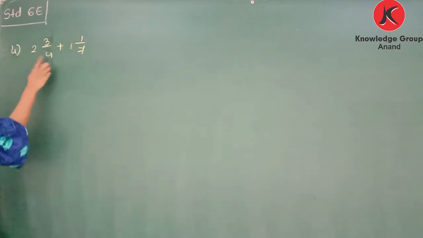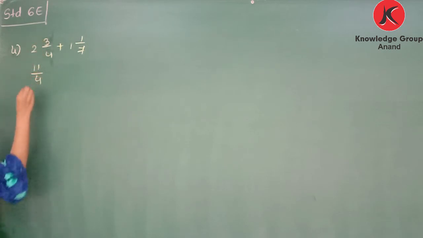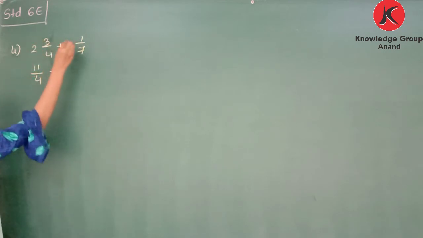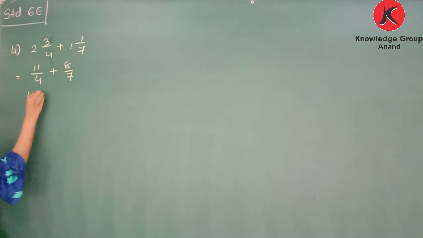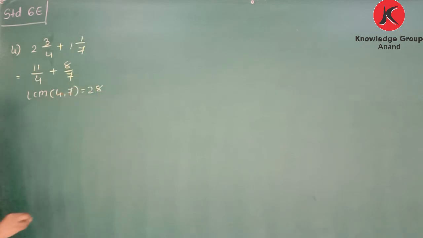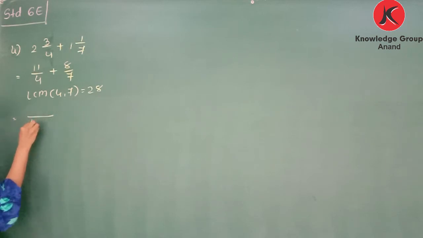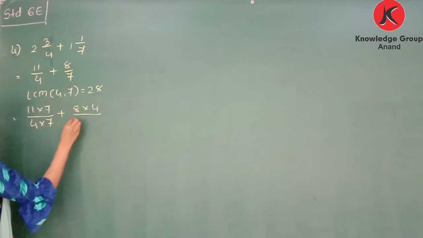So here 4 2s are 8 plus 3, 11 by 4, plus 7 ones are 7 plus 1, 8 by 7. Now the LCM of 4 and 7, that is 28. You can find the LCM. So here to get 28, we need to multiply it with 7. And here 8 is multiplied with 4.